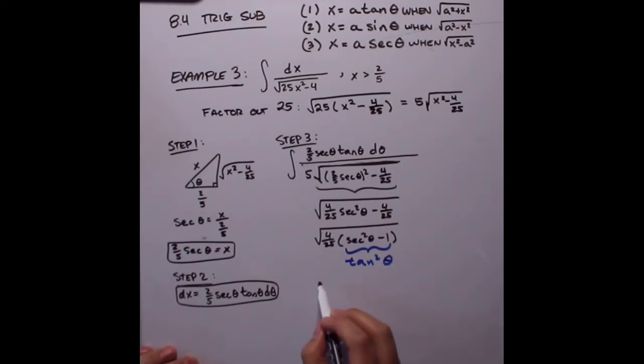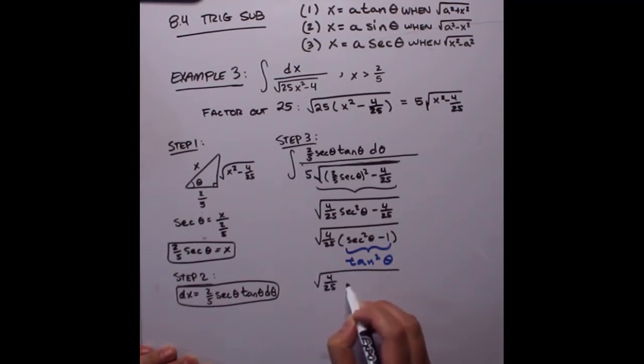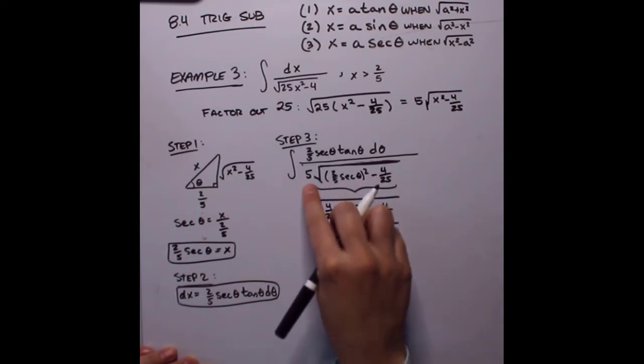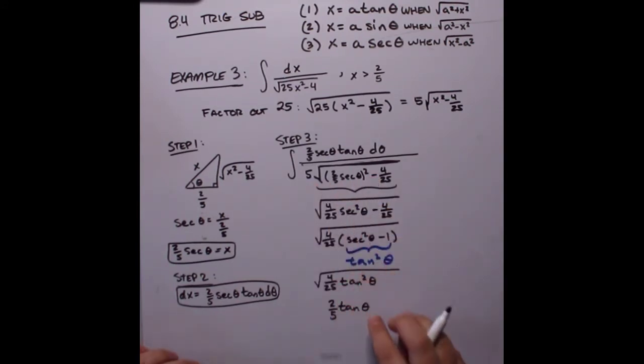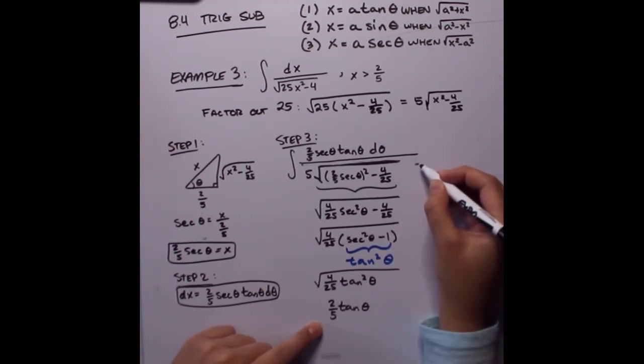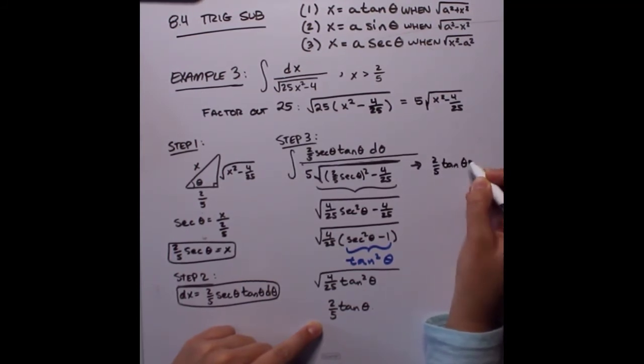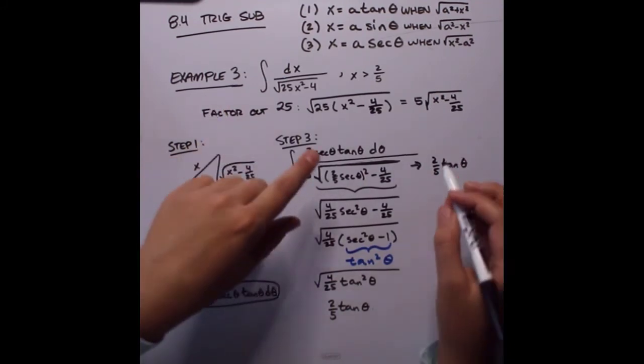Okay, continuing to simplify the square root. This is now the square root of 4/25 times tangent squared theta, and then we take the square root. The square root of 4/25 is 2/5. The square root of tangent squared is tangent, so tangent theta. So this became our denominator here times 5. I'm going to run out of room, so I'm going to write it right under here. So this denominator is 2/5 tangent theta times 5. I'll clean this up and then we'll continue.